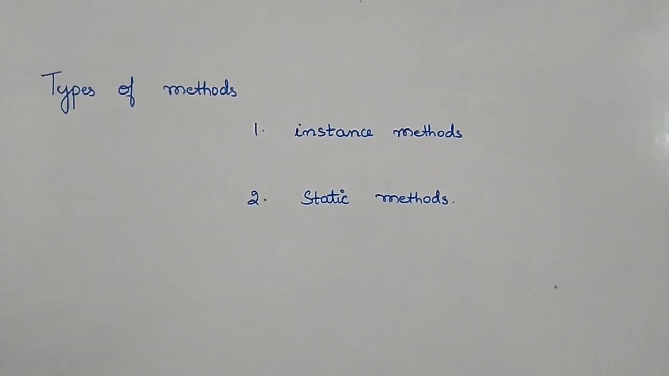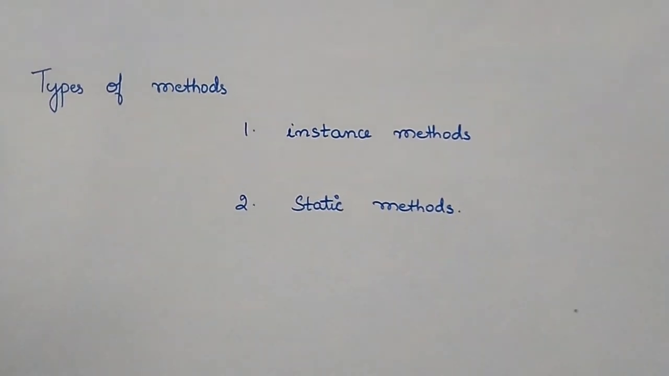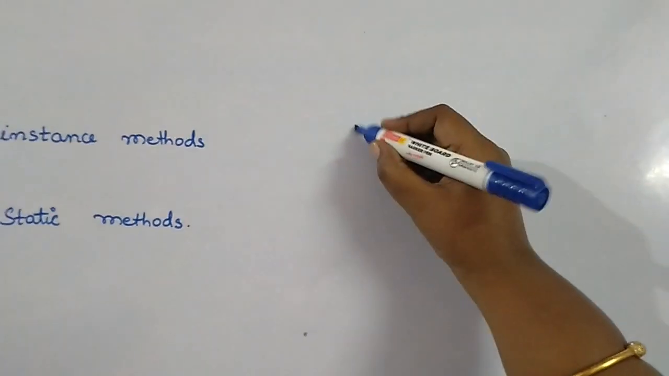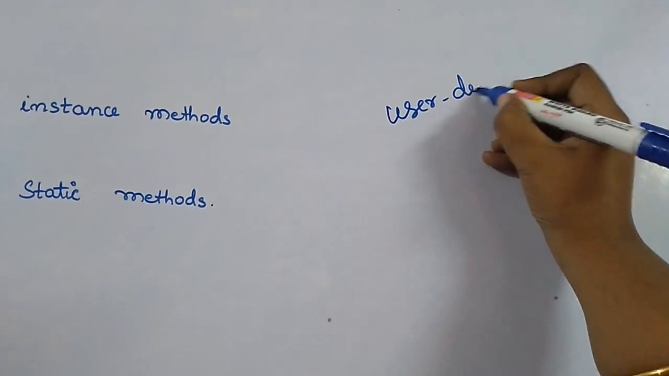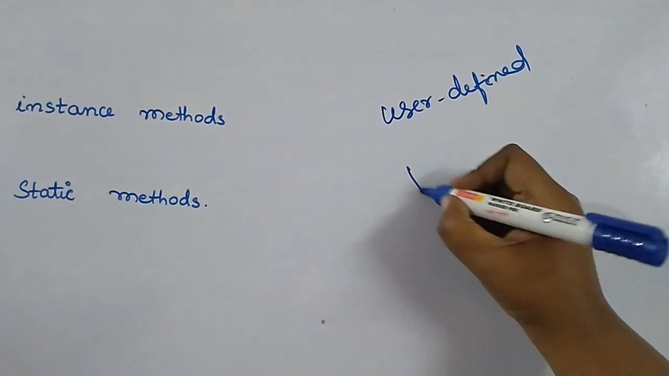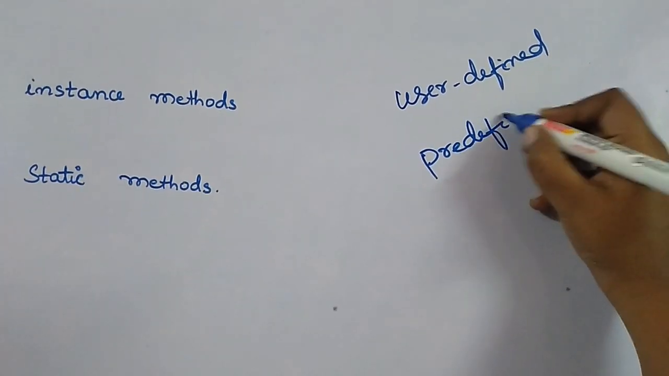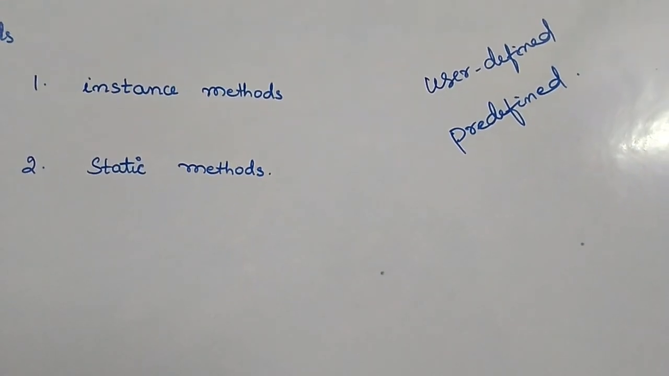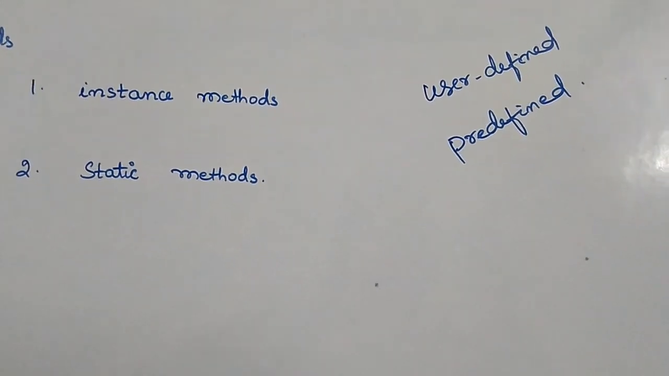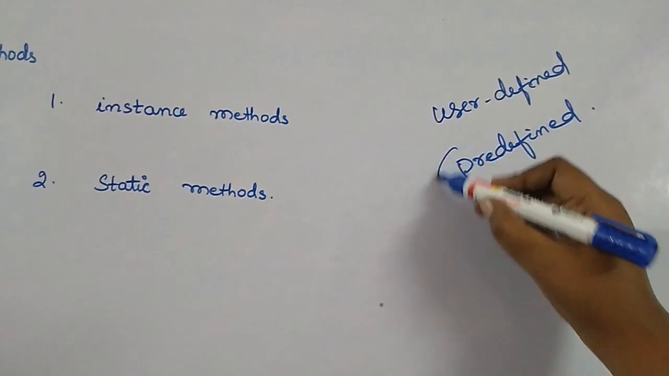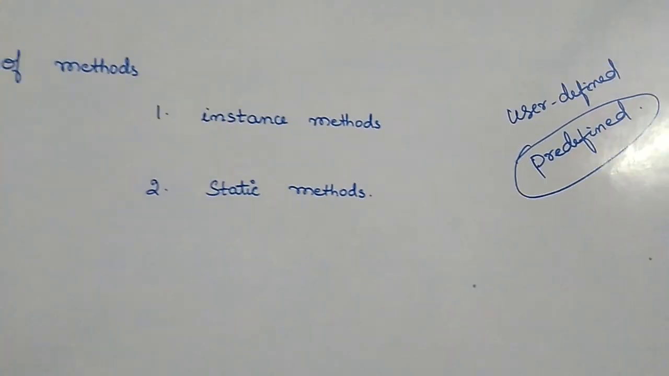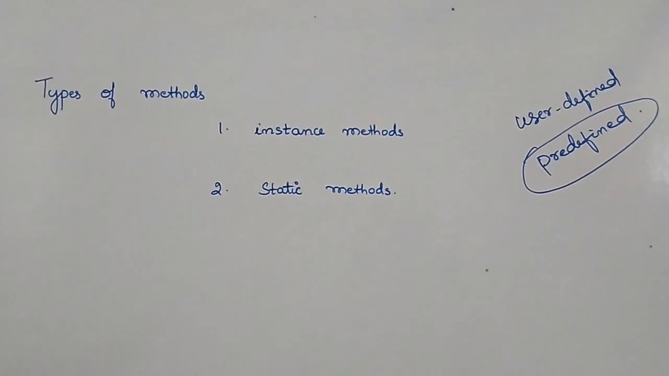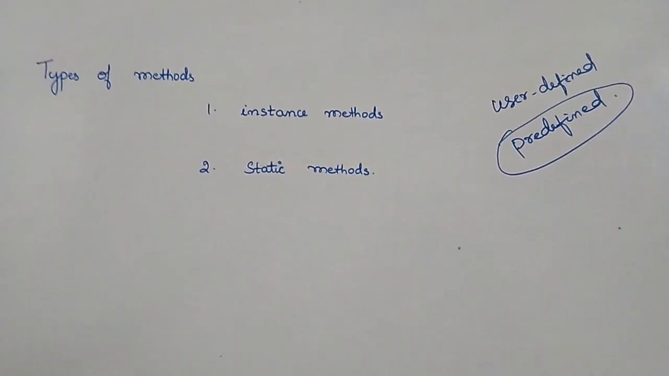So there are 2 types of methods. One is the instance methods and the other is the static methods. We also have seen the other kinds of methods like user defined methods and predefined methods. In the starting of the video, I have told you that the predefined methods examples are your println, printf, all these are examples of predefined methods. To use those methods, you have to import the classes inside your program, and the user defined methods are the methods that you write inside your class.